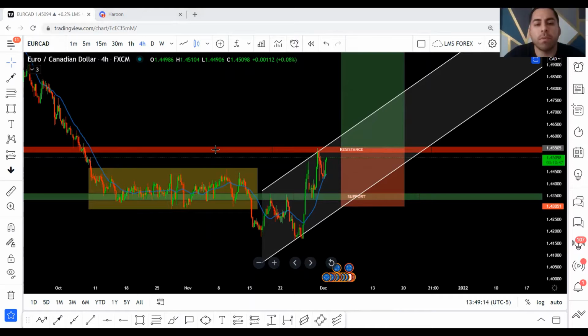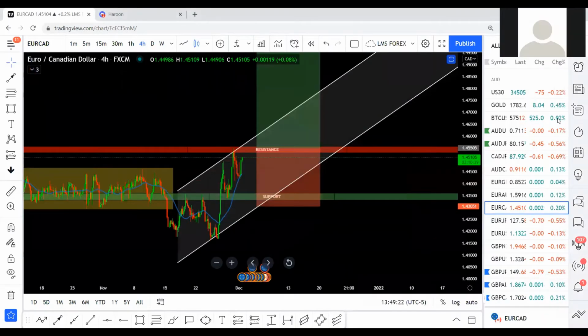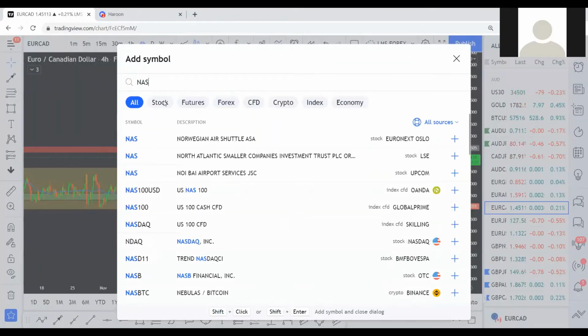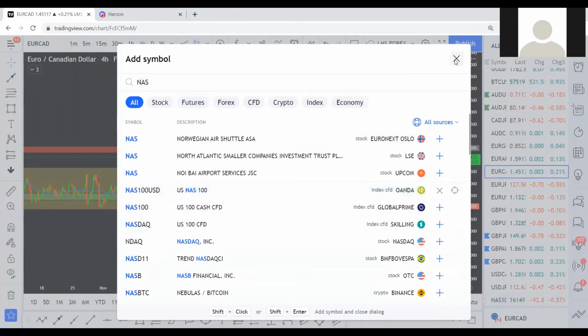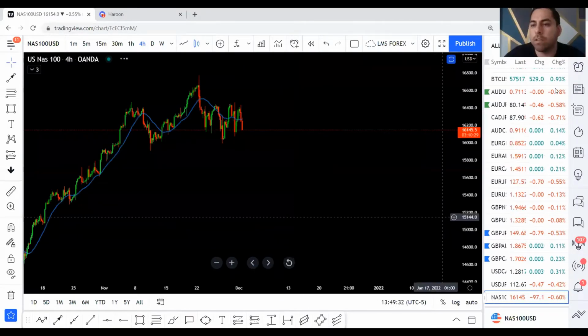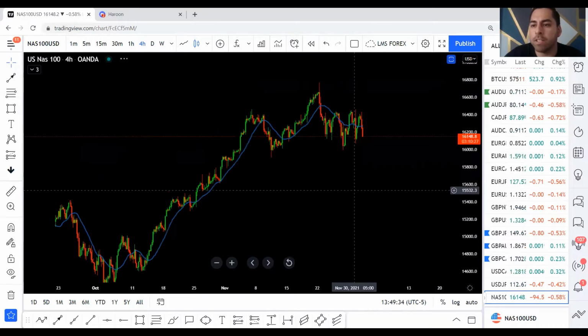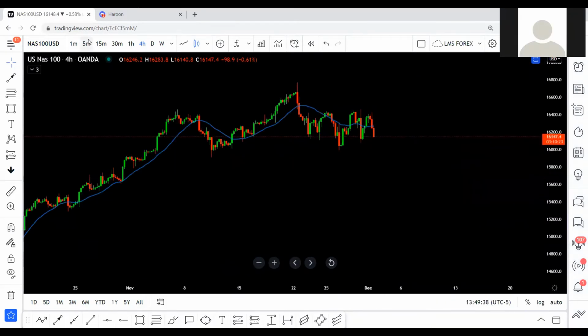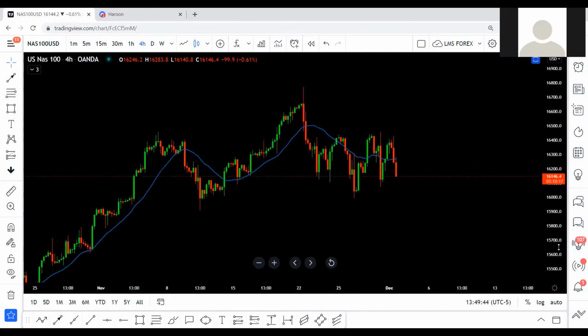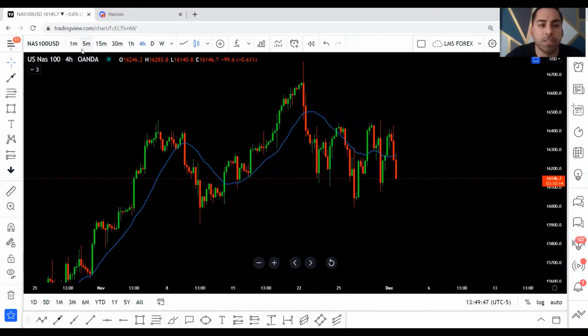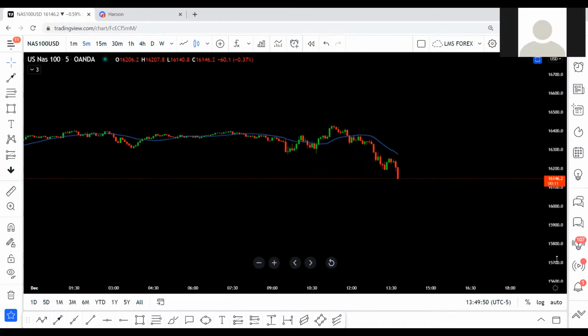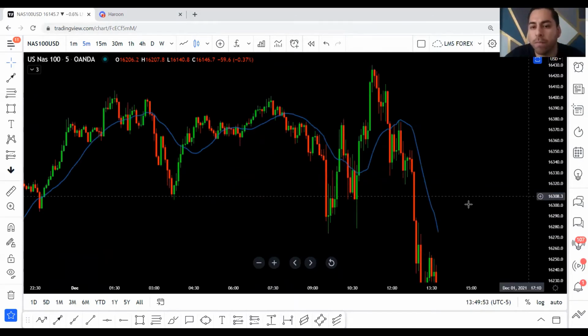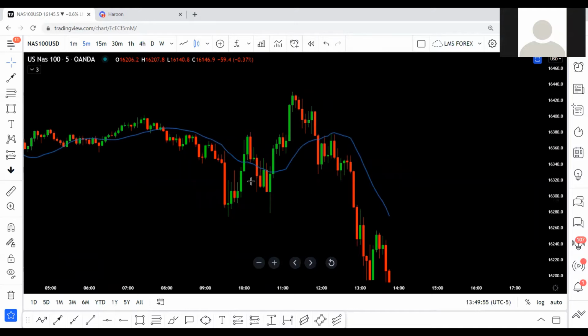Gotcha. Let me see. People are asking, can we look at NAS? Okay, I don't think I have NAS in here. Let me add this. So NAS, US30, all of them are highly volatile pairs, and those pairs I will only trade in the 5 minutes. For me, it only makes sense to trade them in the 5 minutes. But I never traded NAS, so I'm not sure. I can't really explain it to you because I have never traded it. But I assume it would be something very similar to US30.